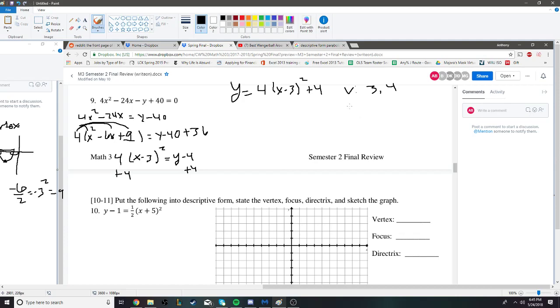The direction of the parabola opens up. And so the vertex is somewhere up here. It opens upwards, so that means it crosses the x-axis 0 times.